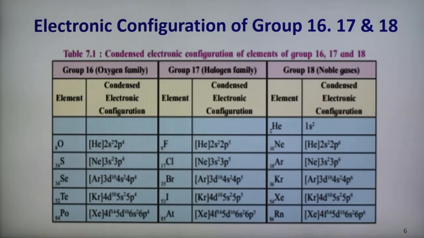Here also, in the case of electronic configuration and general electronic configuration, as we know, the outer electron configuration in the first family is ns2 np4, in the second family ns2 np5, in the third ns2 np6. So these are the electronic configuration and general outer electronic configuration for all the three groups 16, 17 and 18.